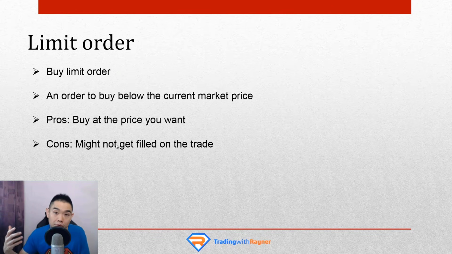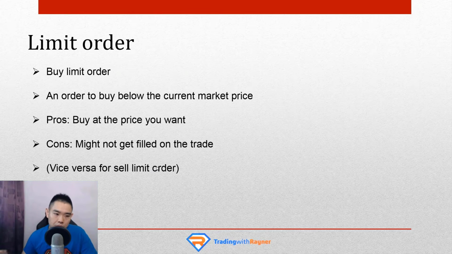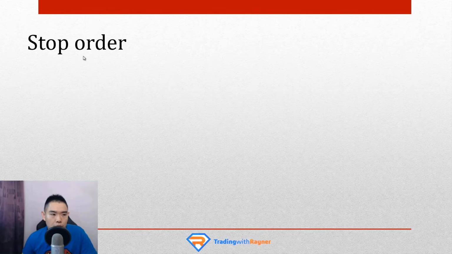So maybe you're waiting for the level, but the market doesn't come to the level, and instead it continues going up higher. Then clearly, you wouldn't be in the trade. So vice versa for a sell limit order, the concept is just the opposite. So moving on, the third type of order is a stop order. So again, let's talk about buy stop order.